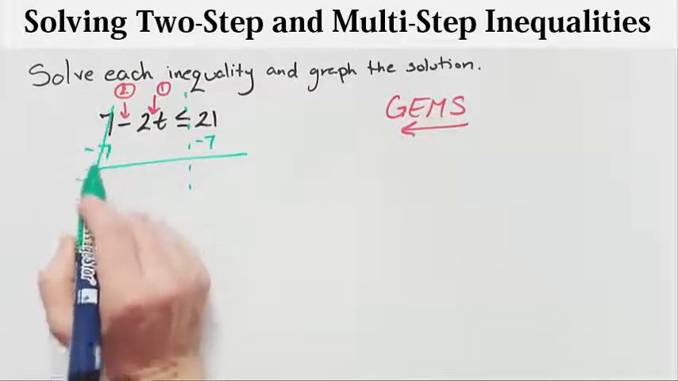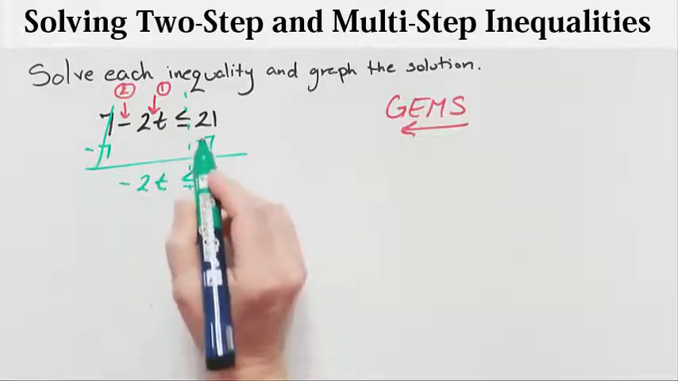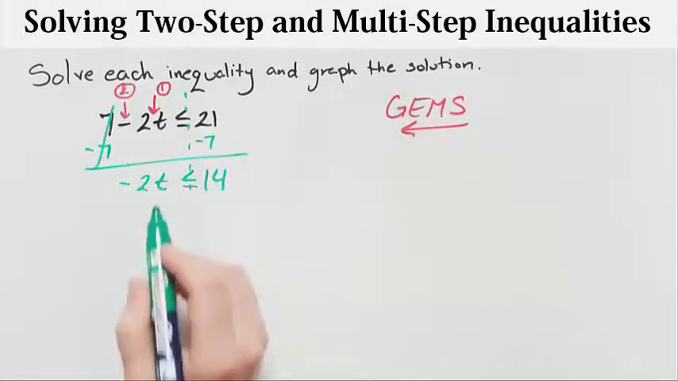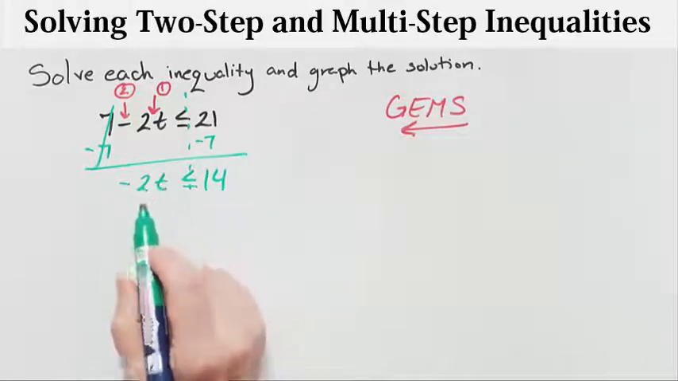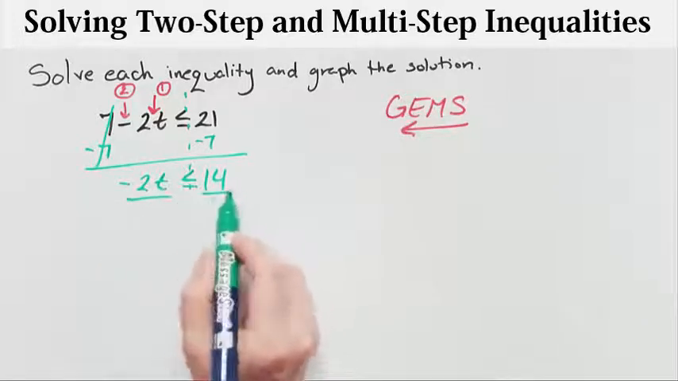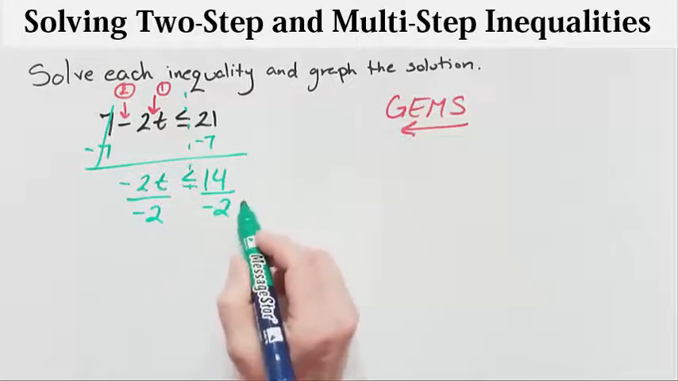7 minus 7 turns to 0, so I'm left with this negative 2t is less than or equal to 21 minus 7 is 14. I want to get the t by itself. T is stuck to the negative 2 by multiplication. We undo multiplication by dividing. The number that is stuck was a negative 2, so I'm dividing by negative 2.